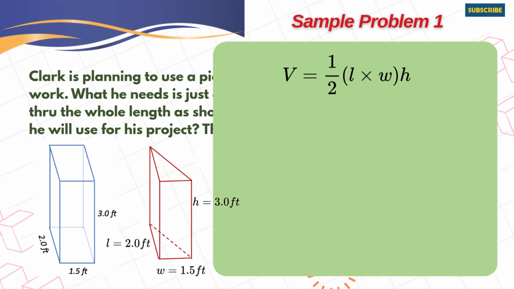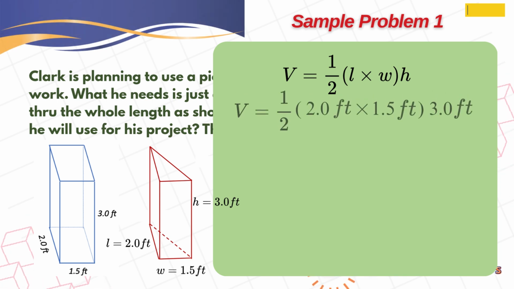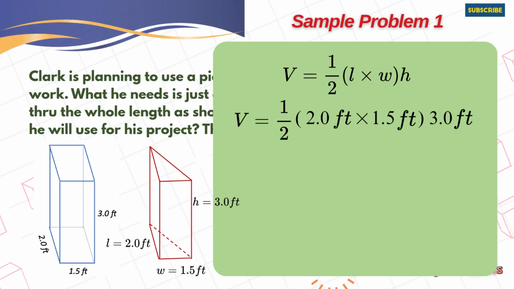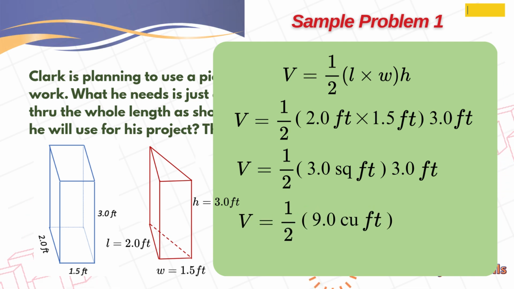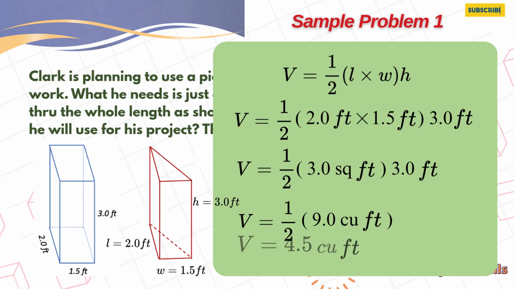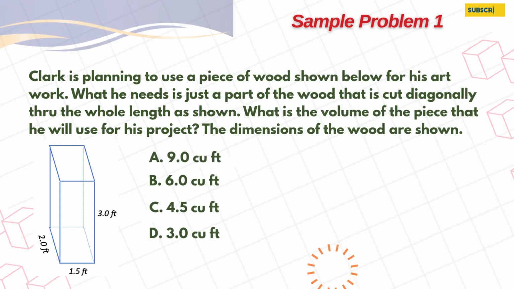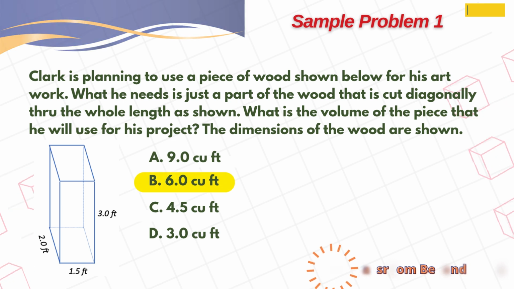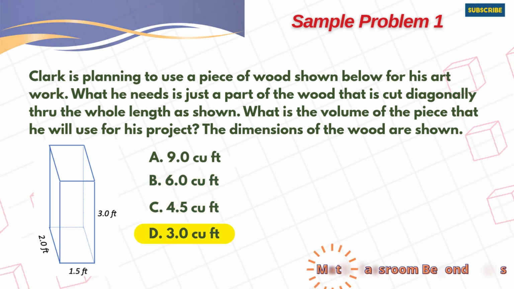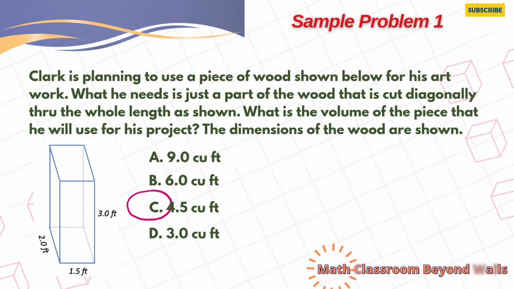Okay, so plugging in the values into the equation gives us, multiplying 2 feet and 1.5 feet gives us 3.0 square feet. Multiplying 3.0 square feet and 3.0 feet gives us 9.0 cubic feet. Dividing 9.0 cubic feet by 2 gives us 4.5 cubic feet. So, what is our answer, learners? Is it option A, option B, option C, or option D? Okay, so the answer is option C. That was easy, right?